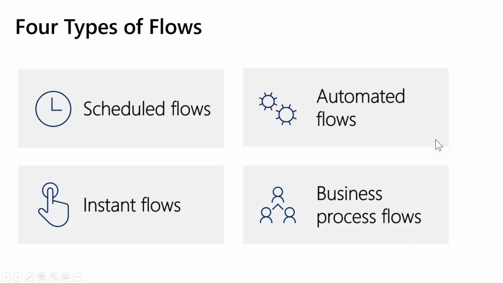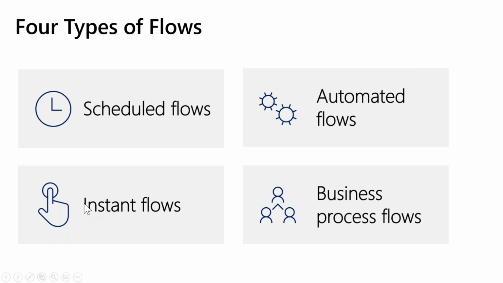Here are the four types of flows. So you can run flows on a schedule. We have some examples of those, like sending out maintenance requests with a checklist to your IT team every month. Automated flows are flows that kick off from something else that's happening. That could even be someone using Twitter and tweeting a certain hashtag. That could kick off your flow and start off the automation.